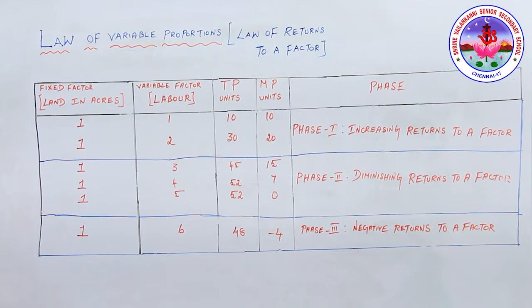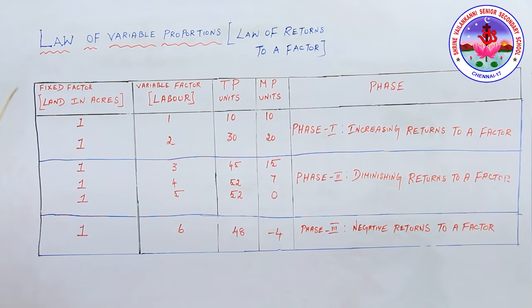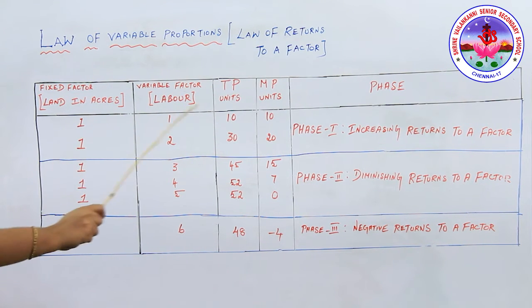Okay, now, so that's what I've said to you. One labor produces 10 units, while two labor will produce 30 units. So it implies the TP is increasing at an increasing rate.